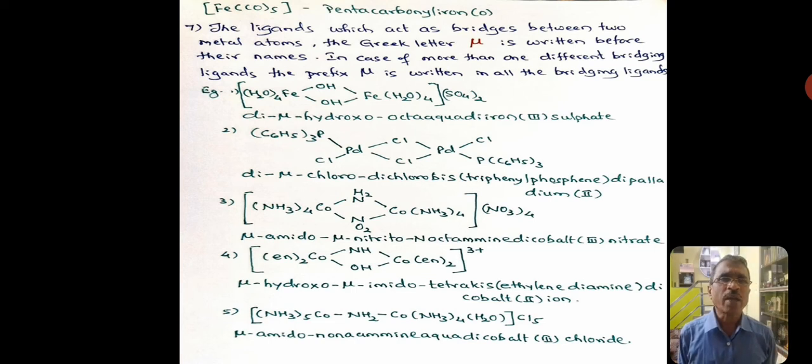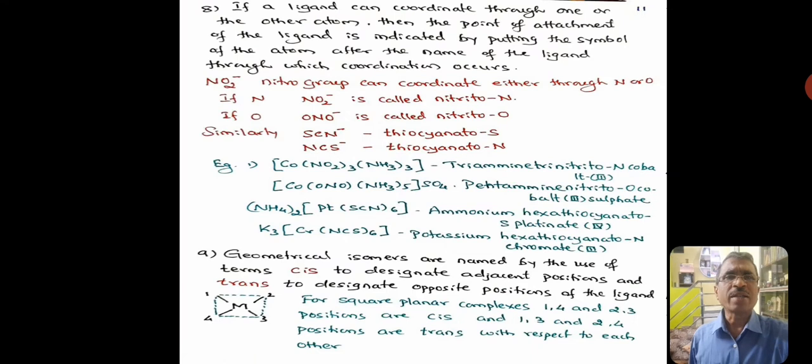It is called so because NO3, how many are there? 4 NO3 means 4 minus. So NH2 and NO2 carry the minus charge. So totally the 6 minus will be there. Therefore each cobalt valency is plus 3. Therefore it is written cobalt 3 nitrate. Similarly, the next example is mu hydroxo, mu imido, tetrakis ethylene diamine, dicobalt 2 ion. So like this, I have given the various examples.